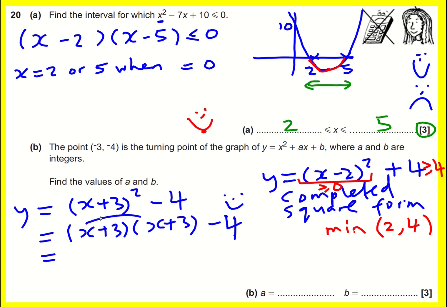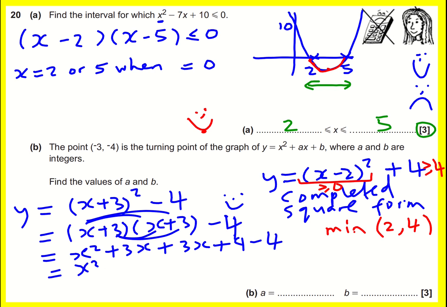Okay, so I'm going to get x squared plus 3x plus 3x plus 9. Sometimes people forget about the 3x bit. They just think it's x squared plus 9. No, you've got this 3x and 3x as well. So it's going to be, oh, don't forget the minus 4. x squared plus 6x, 3x plus 3x, and then 9 minus 4 is going to be plus 5. And I am done. That is the quadratic that will give me that turning point. a is equal to 6 and b is equal to 5.